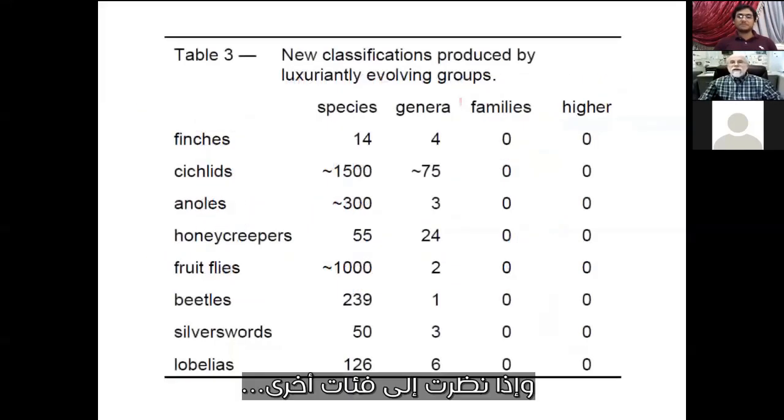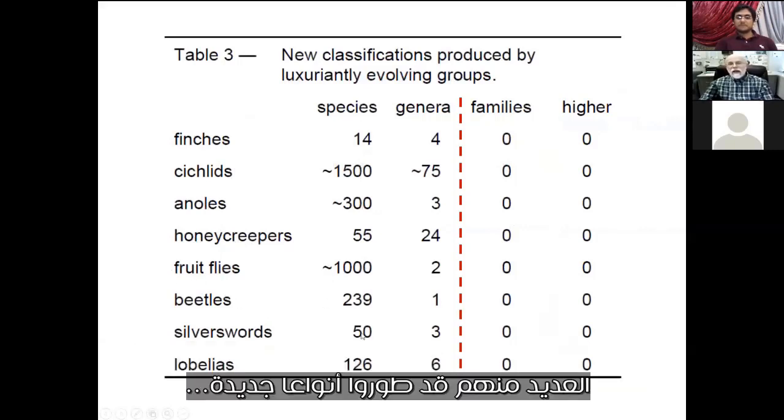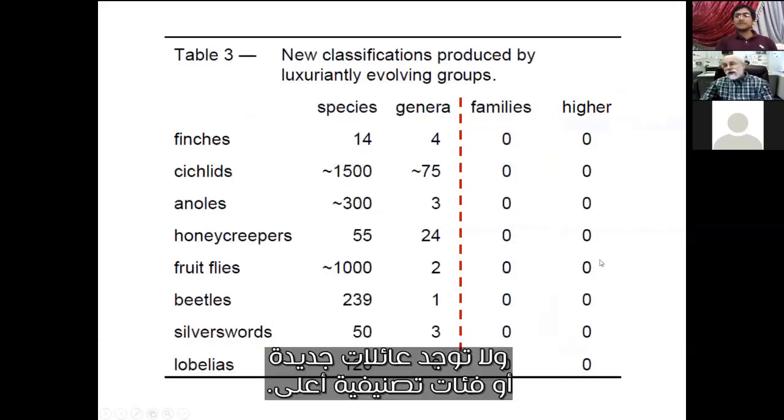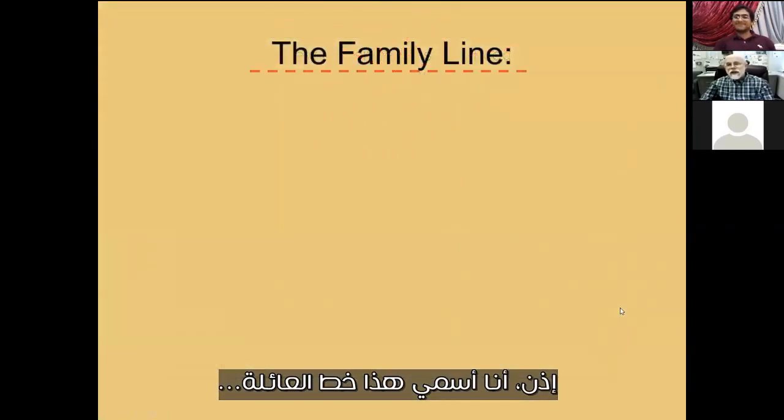And if you look at other categories, anoles, lizards, honeycreepers, birds in Hawaii, fruit flies in Hawaii, a lot of them have developed new species, some new genera, and no new families or higher. So I call that the family line.